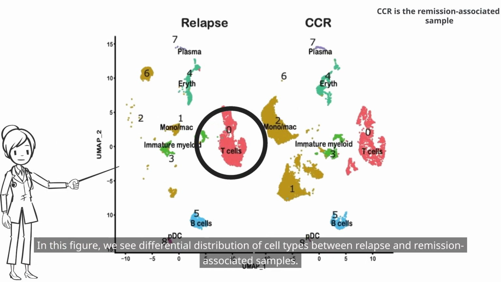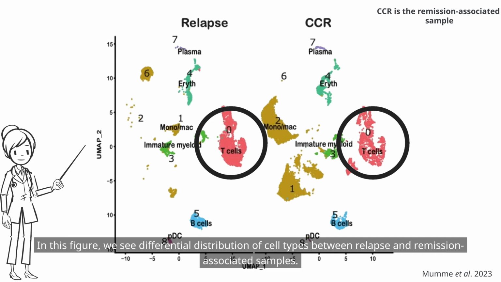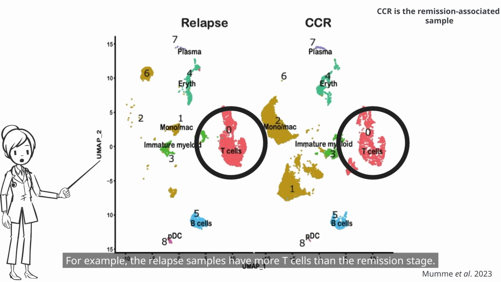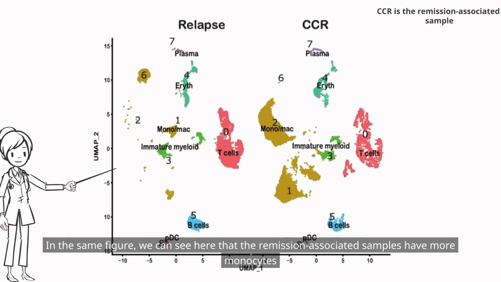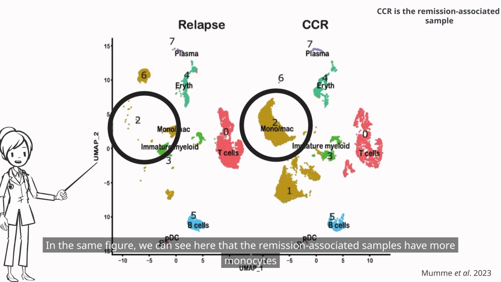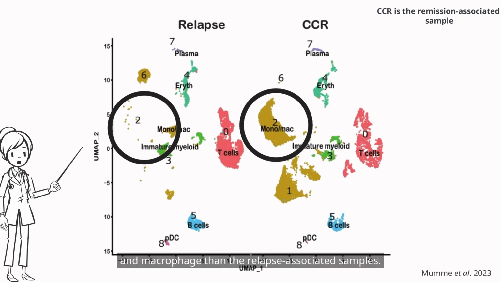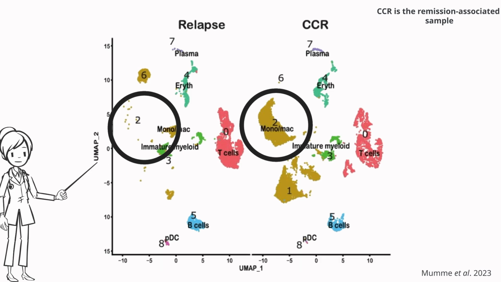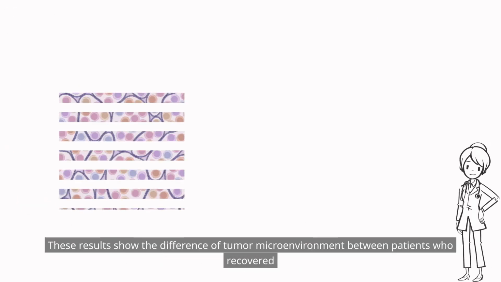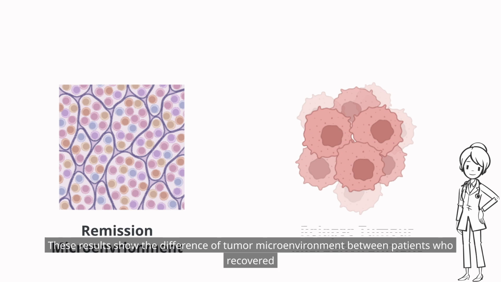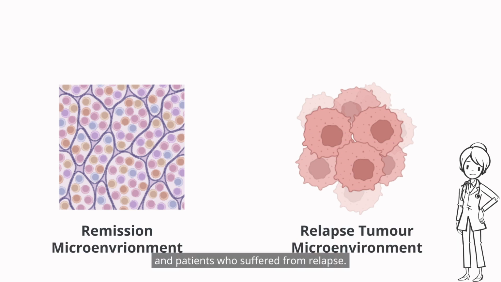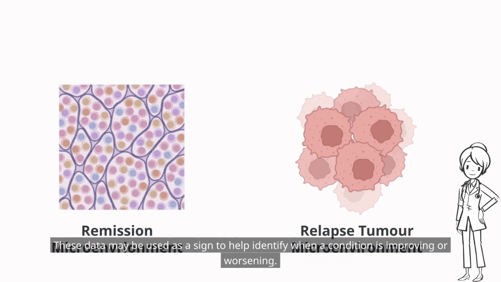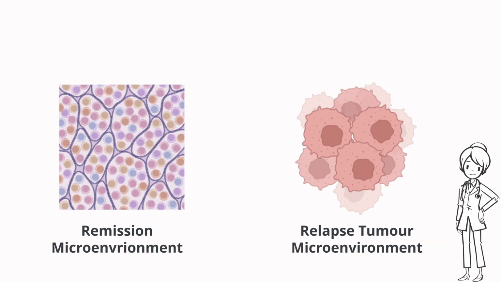In this figure, we see differential distribution of cell types between relapse and remission-associated samples. For example, the relapse samples have more T cells than the remission stage. In the same figure, we can see here that the remission-associated samples have more monocytes and macrophages than the relapse-associated samples. These results show the difference of tumor microenvironment between patients who recovered and patients who suffered from relapse. These data may be used as a sign to help identify when a condition is improving or worsening.